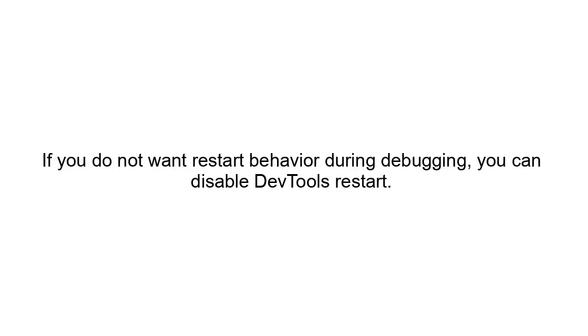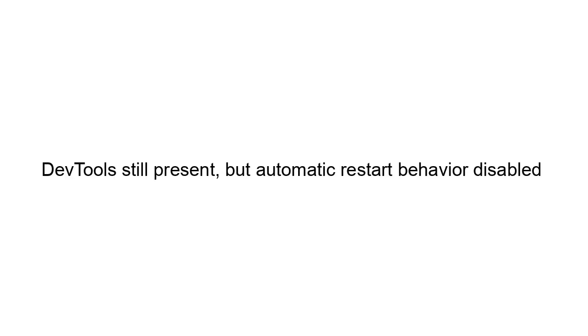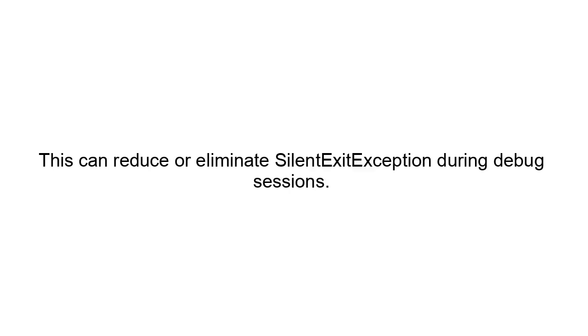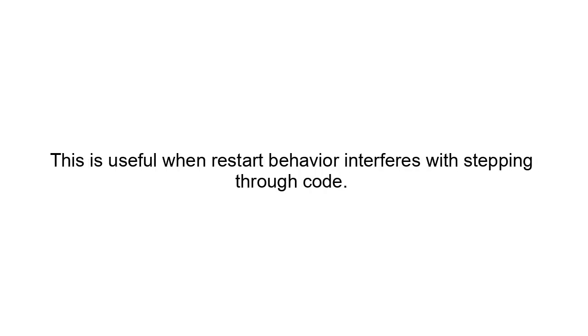Solution 4: disable DevTools restart. If you do not want restart behavior during debugging, you can disable DevTools restart. For example, in application.properties, set spring.devtools.restart.enabled. Example concept: DevTools still present, but automatic restart behavior disabled. This can reduce or eliminate the SilentExitException during debug sessions. This is useful when restart behavior interferes with stepping through code.